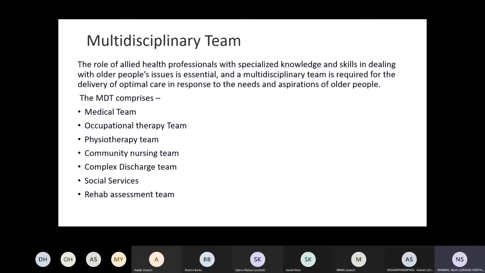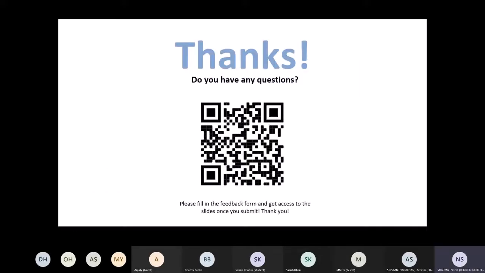Then when the patient goes back home, the community nursing team comes into play, and social services come into play, and the complex discharge team obviously when the patient is having multiple psychosocial issues to be dealt with before the discharge. That's it.